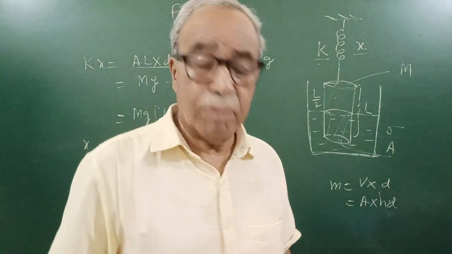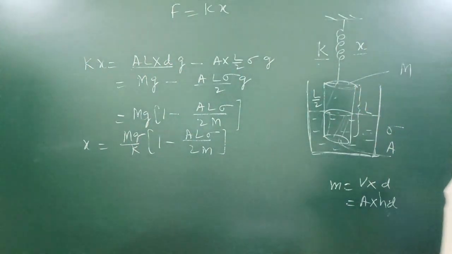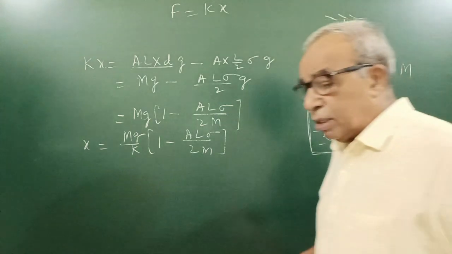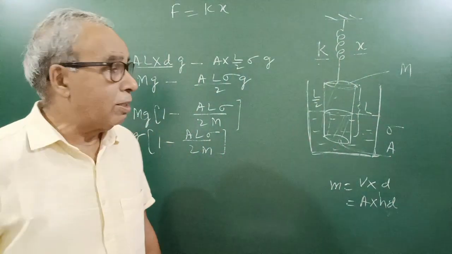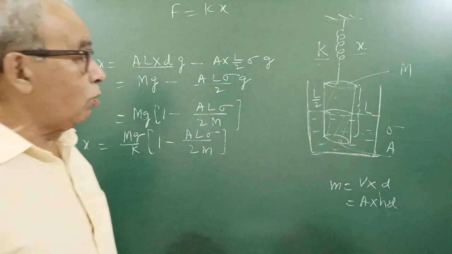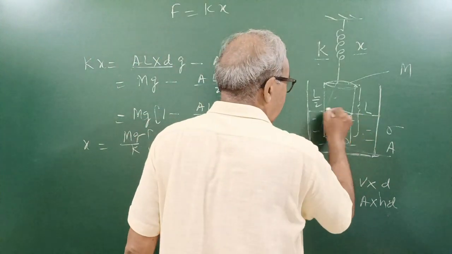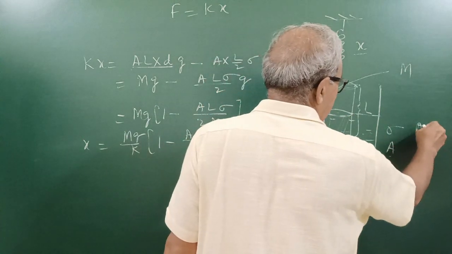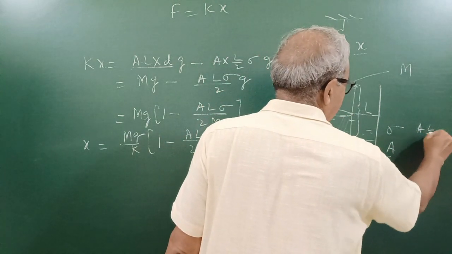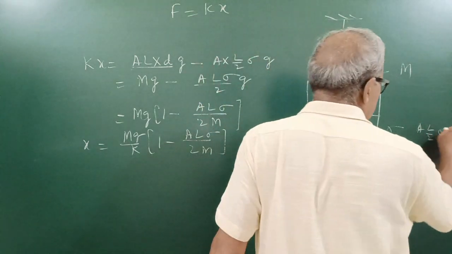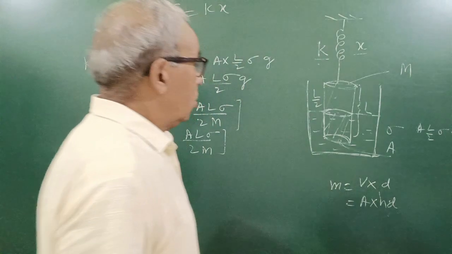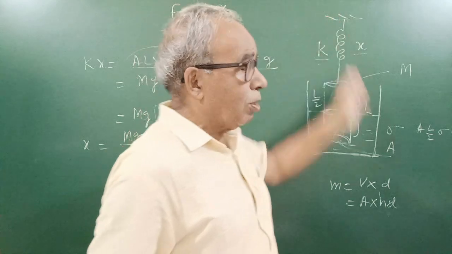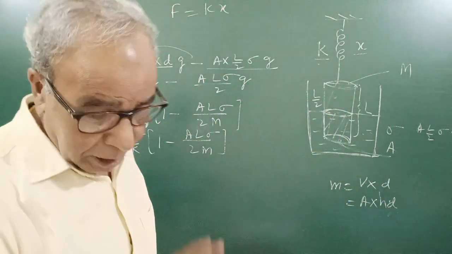I simply applied the principle of flotation and Archimedes principle here. I told you Archimedes principle: when a body is fully or partially immersed in liquid, the body loses weight, and the loss of weight of the body is equal to the weight of the liquid displaced. The cylinder has displaced this much volume of liquid. Its volume is A into L by 2, and the density is sigma, into g. So from the weight of the cylinder this gets reduced, so the net force on the spring will be this. I hope you have got it.